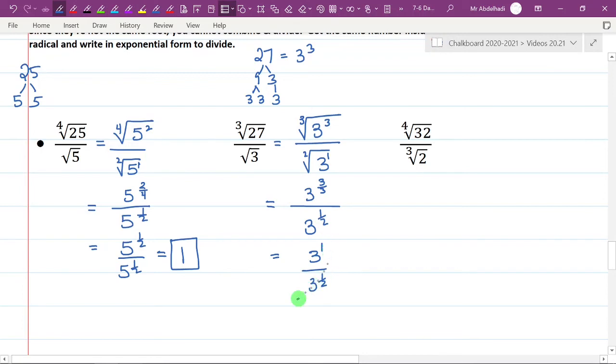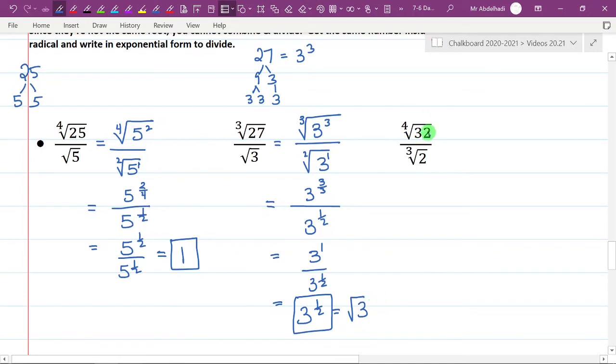Now we don't usually write the 1, but we want to subtract the powers. So we're supposed to subtract 1 minus 1/2 here. Well, I don't think you need to find a common denominator to do 1 minus 1/2. 1 minus 1/2 is 1/2, right? And there you go, 3 to the 1/2. You could also write this as a radical, which is the square root of 3. The answer key in the book might write it either way.